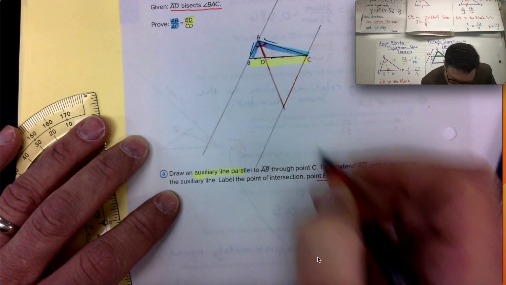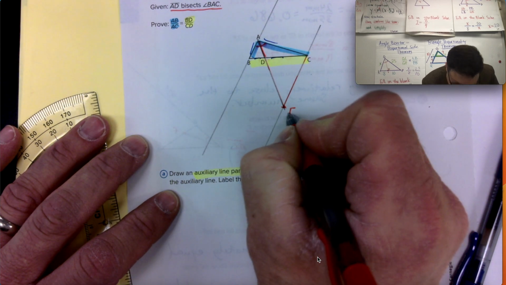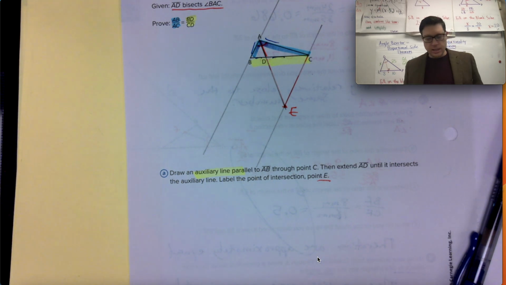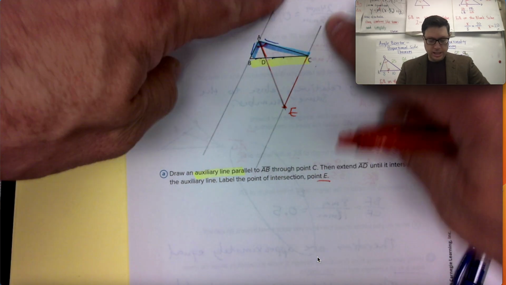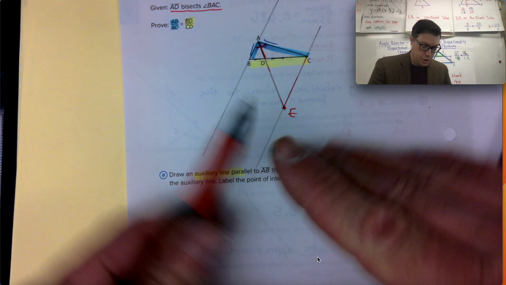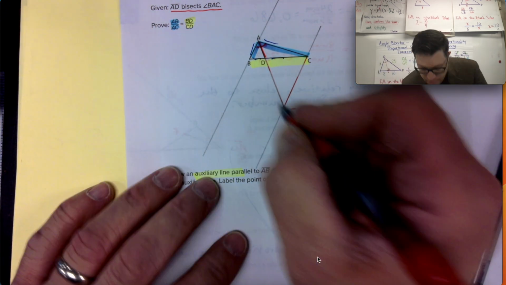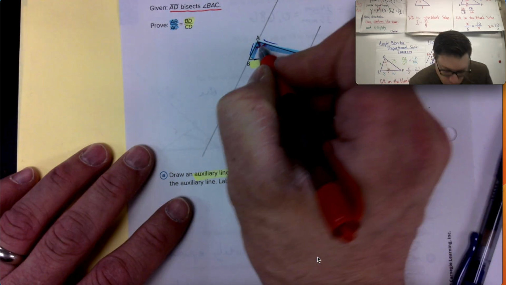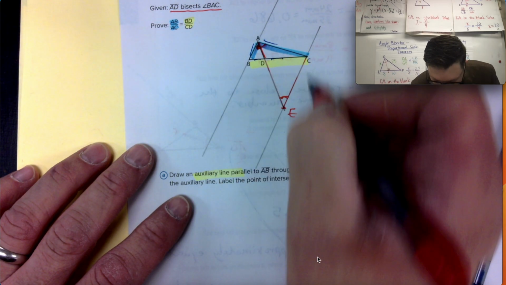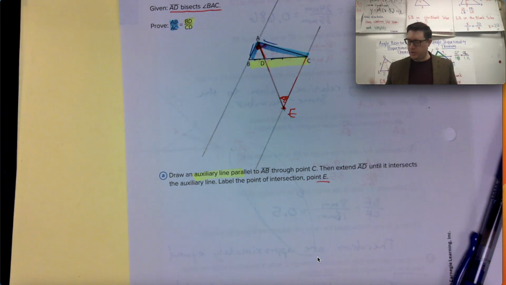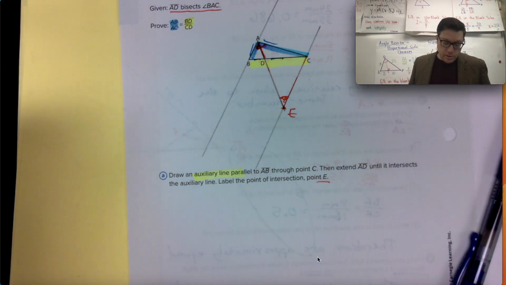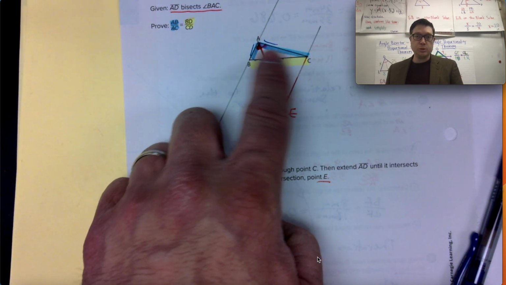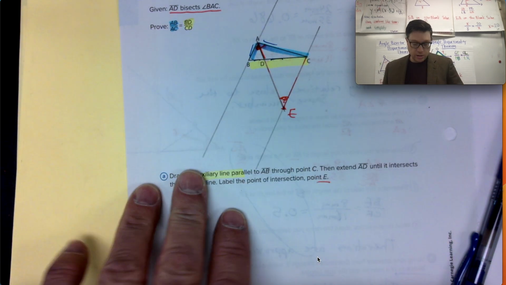And then it says label the point of intersection E. Something I know right now is that parallel lines cut by a transversal will have congruent alternate interior angles. So this angle here will be the same as that one. That's just me thinking ahead. Now, what I'm going to do is prove that the fraction of blue to blue is equal to yellow to yellow.